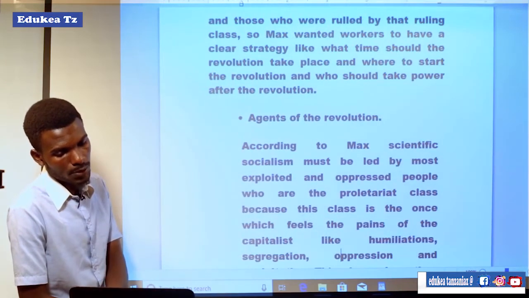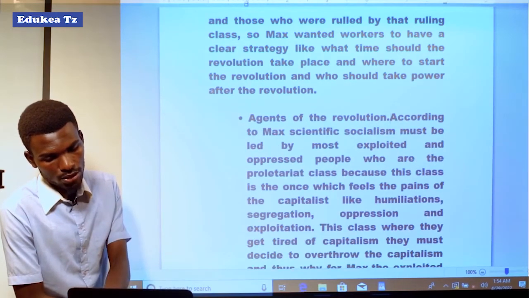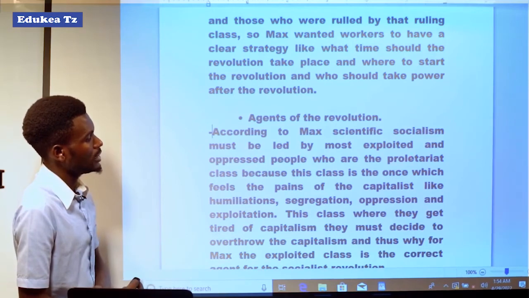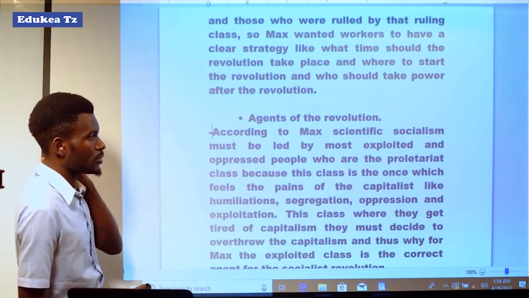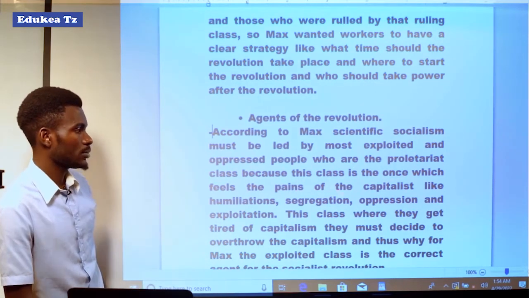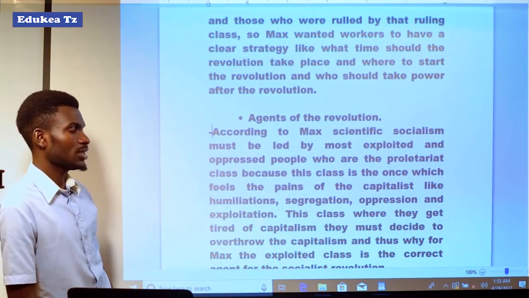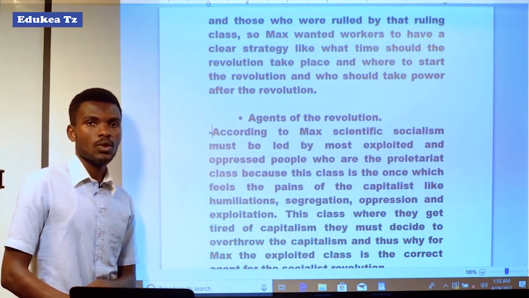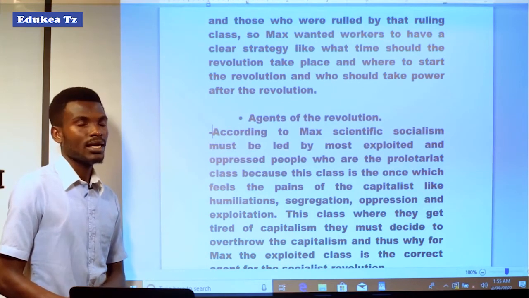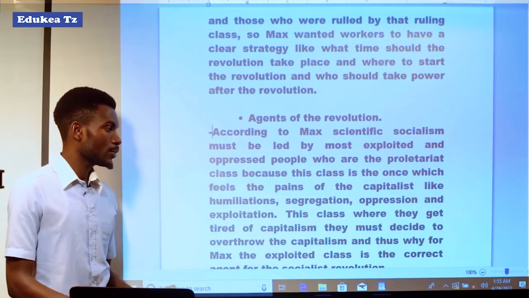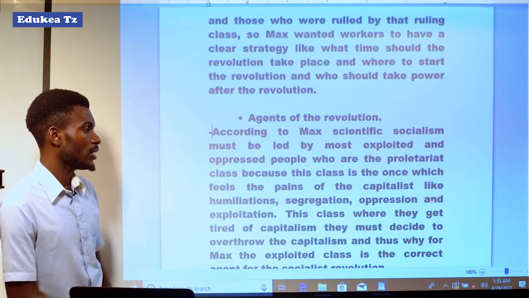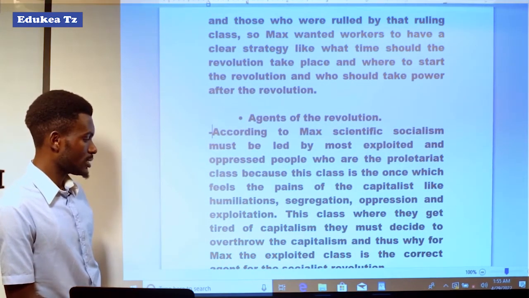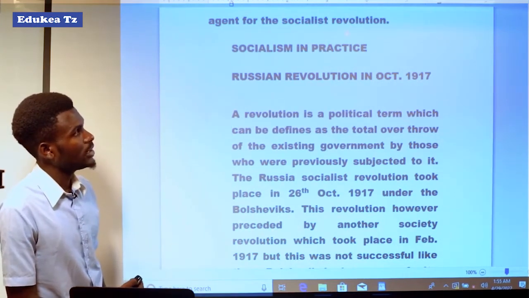So let us see another principle, that is the agent of revolution. According to Marx, scientific socialism must be led by the most exploited and oppressed people, who are the proletariat class, because this class is the one which feels the pains of the capitalists, like humiliation, segregation, oppression, and exploitation. Having grown tired of capitalism, they must decide to overthrow it, and that's why for Marx the exploited class is the correct agent for the socialist revolution.